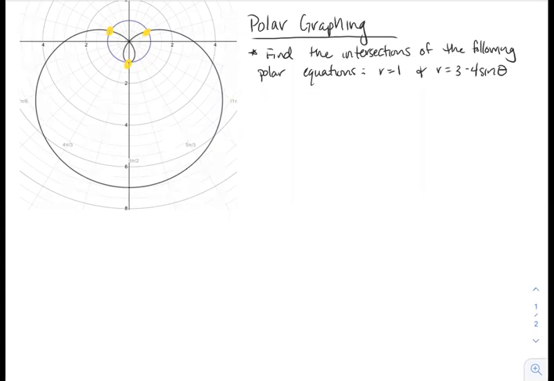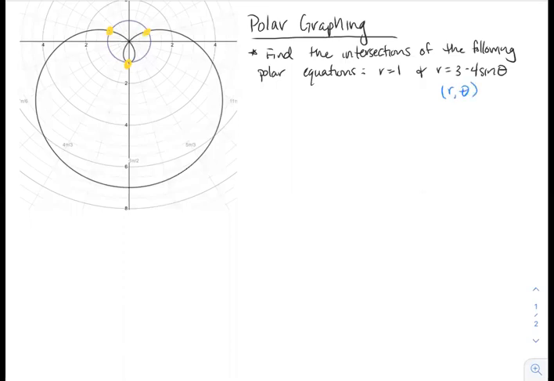The purple circle is the unit circle, it's r equals 1, and then the pear-shaped looking graph is of r equals 3 minus 4 sine theta. So we are looking for those solutions. They'll be ordered pair solutions of the form r theta. So we're looking for r's and thetas.